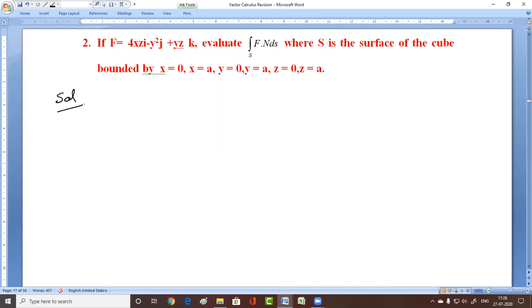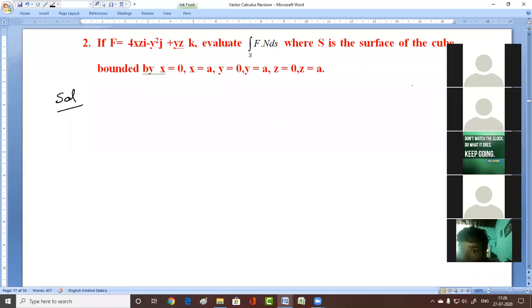Now, listen carefully. This is a most important question, another most important model. If f equals 4xz i minus y squared j plus yz k, evaluate the integral of f dot n ds, where S is the surface of the cube bounded by x equals 0, x equals a, y equals 0, y equals a, z equals 0, z equals a.